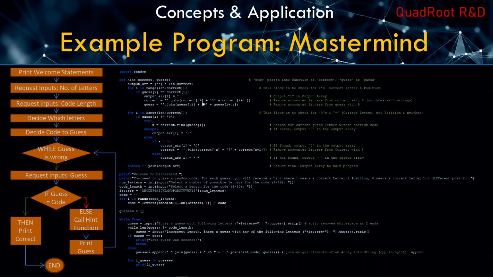So first we have to think about what goes on in our mind when we are checking a code. Suppose the correct code was ABA and the user input ABCD. So we want to check what's correct first. We see that AB is correct. Then we want to see what's correct but in the wrong position. And we see that nothing else is correct and in the wrong position, so we put a dash.